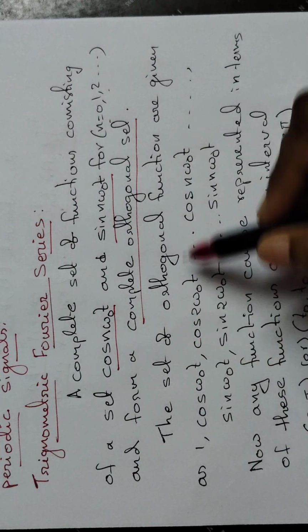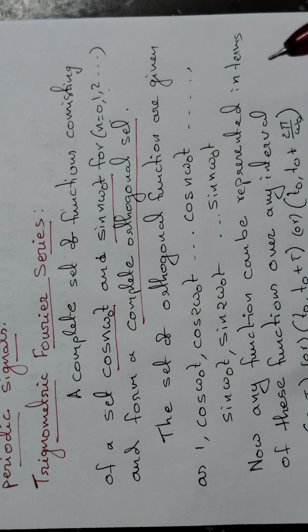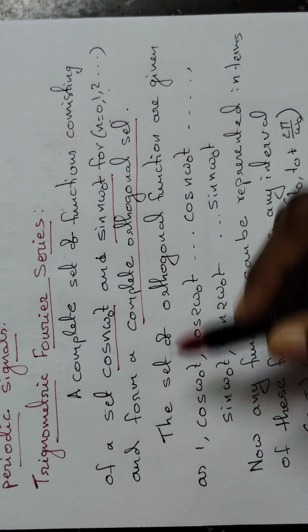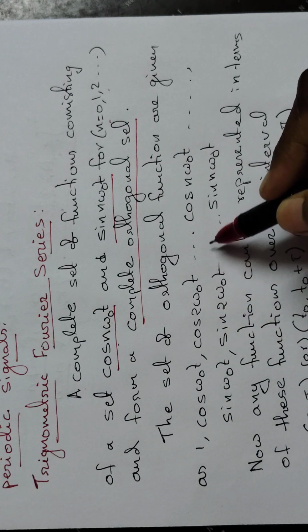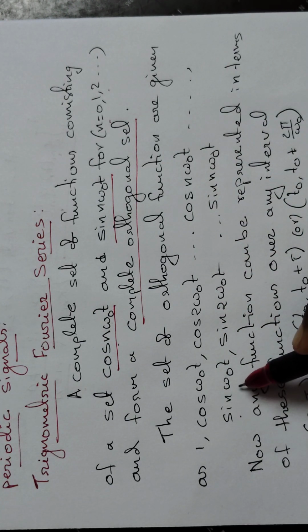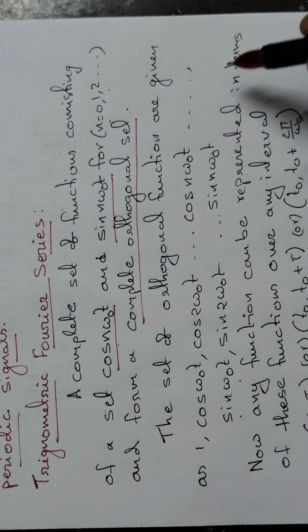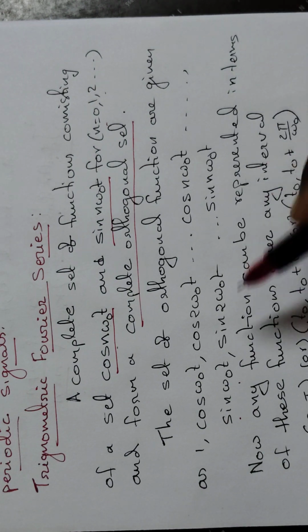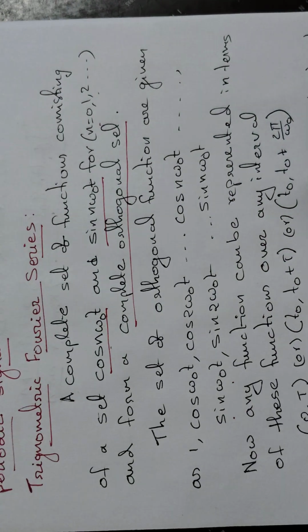Now this set of orthogonal functions is given as follows: you have to substitute the n values as 0, 1, 2 and so on. After substituting, we get cos 0, cos omega naught t, cos 2 omega naught t and so on up to cos n omega naught t. In the same way, sin omega naught t, sin 2 omega naught t and sin n omega naught t. Right? So these are the complete set of orthogonal signals.